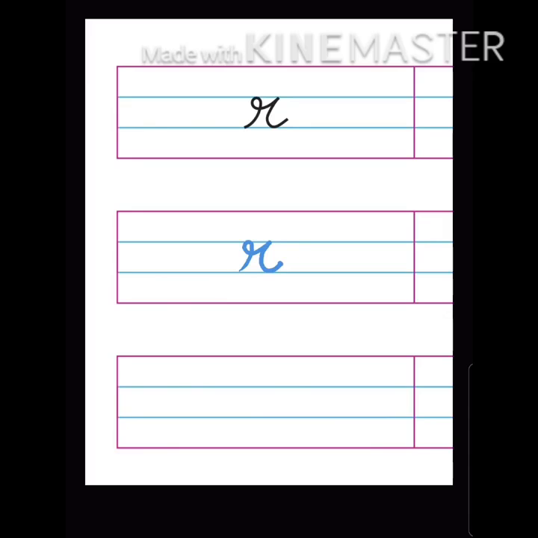Okay? Now I will show writing R again. Okay, now see me. From the third line I start, I go up to the second line in a slanting way, make a loop, touch the second line again, come down to the third line in a curve and a small cake in the right. Okay, now this is the way you should practice how to write R.